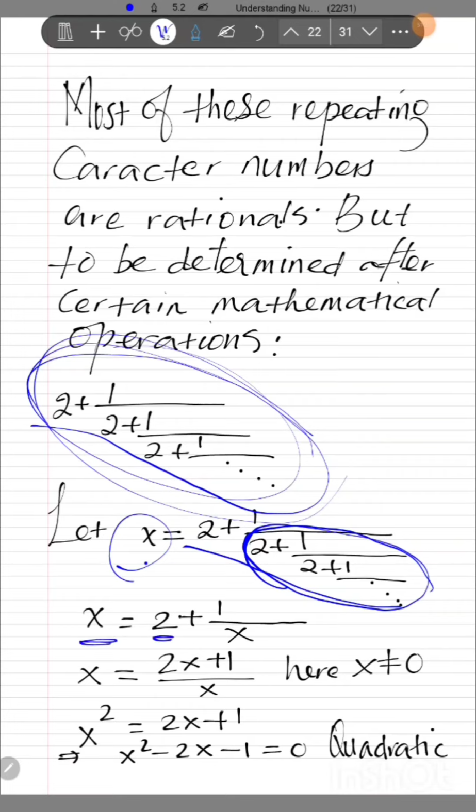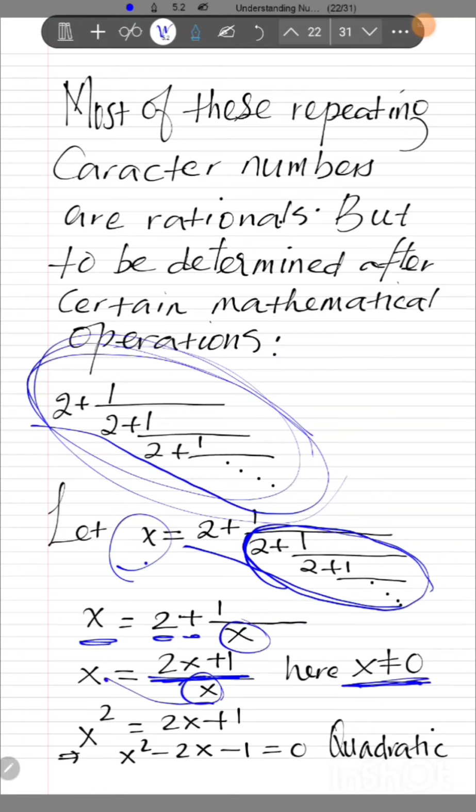X is 2 plus 1 over the same x there. So x is equal to 2x plus 1, because I'm sharing the divisions here. X is equal to 2x plus 1 divided by x. At this time, we have to determine first that this x cannot be 0, because any number divided by 0 is undefined. So we have to put that note in here.